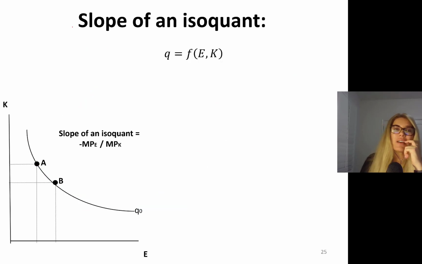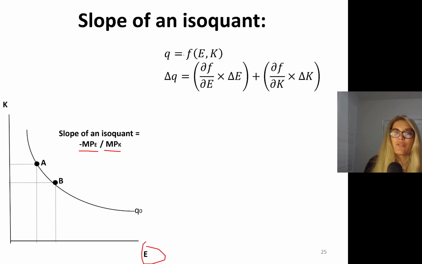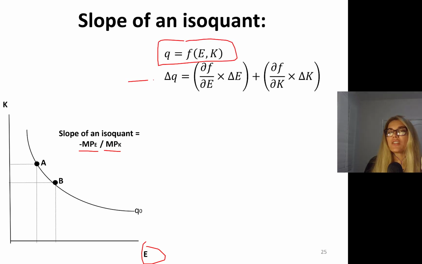Okay, so let's talk about the slope of an isoquant. The slope of an isoquant is the negative of the marginal product of labor, whatever you have on the x-axis, divided by the marginal product of capital. One way to find it is to take the total derivative. This is called total differentiation. If you're interested, I'm happy to point you towards some videos that are online. And it's super easy. Whoever scared you of math, don't listen to them.